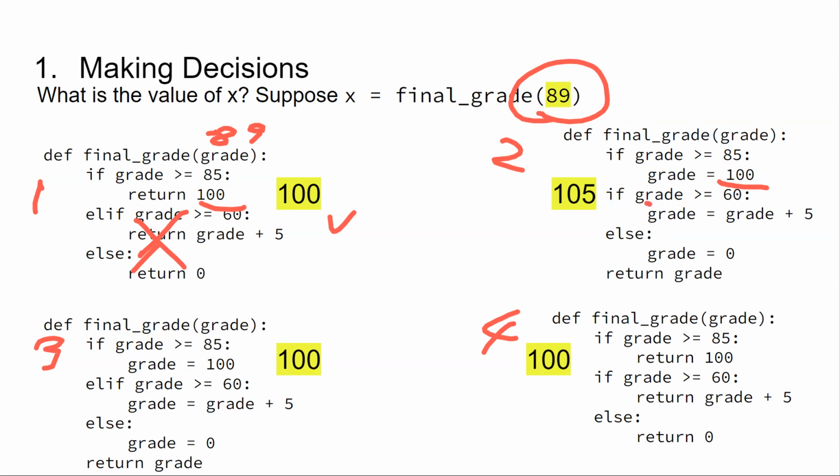It will still check the condition, and it is satisfied, so you just run this, and then you add 5 to 100. So you will return 105.